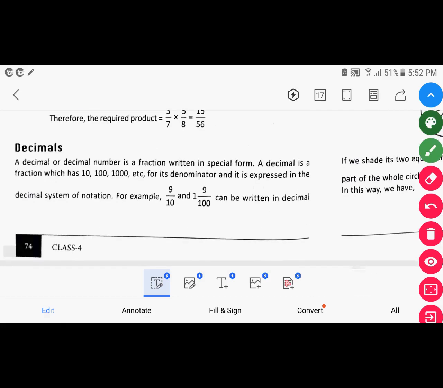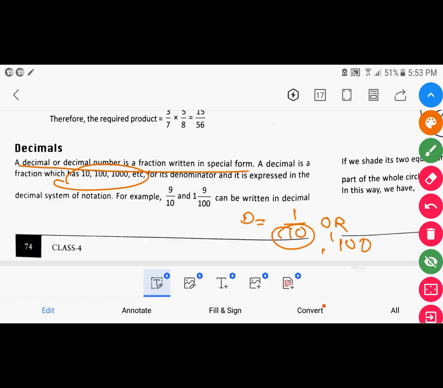Okay. Now a decimal or decimal number is a fraction written in a special form. Now what is the speciality here? Here for the decimal, the denominator is always 10 or 100 or 1000 for your syllabus. Okay, if the denominator is 10 or either 100 or 1000, then it can be written in the form of decimal.